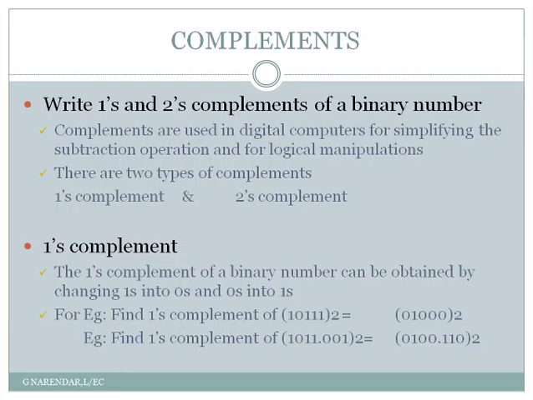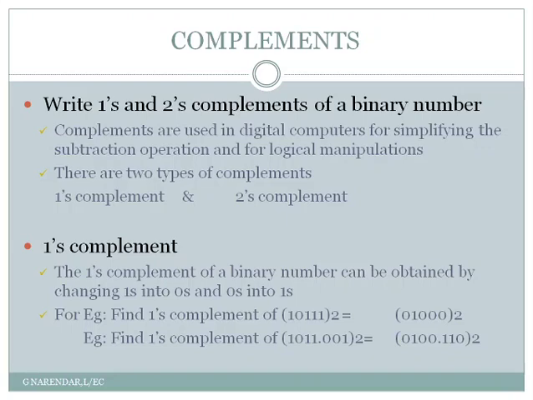Before we see how subtraction can be done by using complements, we'll see what are the various types of complements that can be applied on binary numbers. There are two types of complements. One is called ones complement and the second one is called twos complement. We will see what is ones complement and how to write ones complement of a binary number.